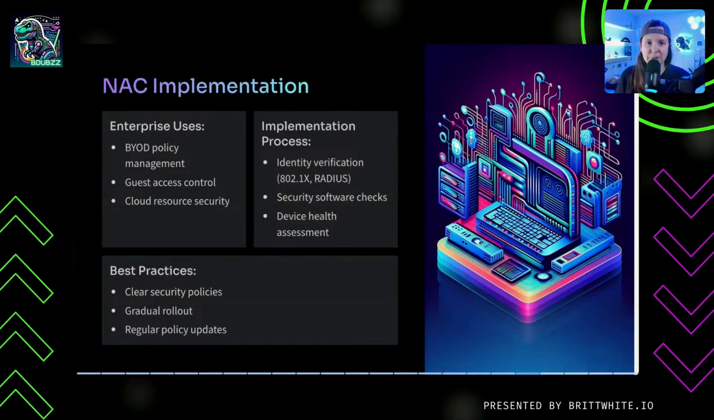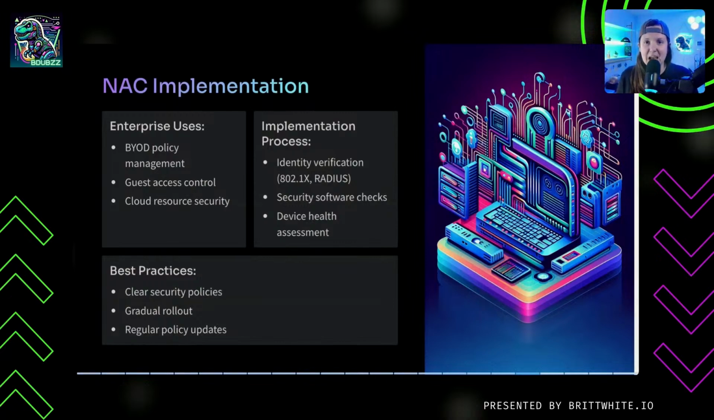Now, organizations that are implementing NAC face several challenges. They must manage thousands of devices without impacting performance, integrate with existing security tools and SIEM systems, and balance security requirements with productivity needs. To implement NAC successfully, organizations should follow several key practices, starting with clear security-aligned policies. Then roll out any changes gradually to minimize any disruptions. Establish incident response procedures for NAC alerts, and then regularly review and update policies to address emerging threats.